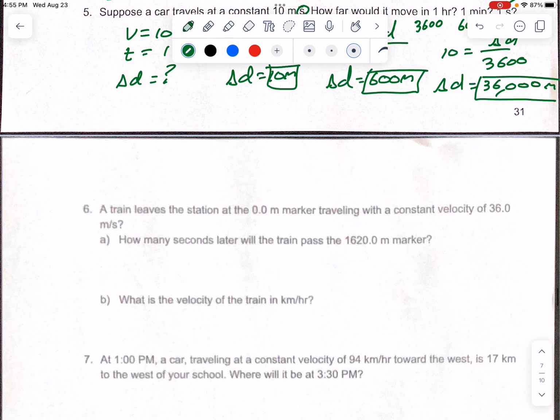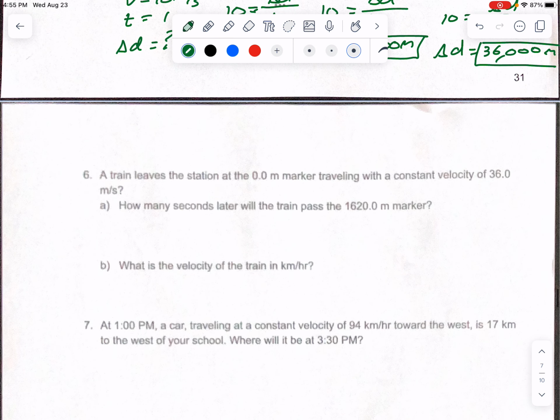Okay, moving on to the next page, I have a train leaves a station at 0.0 marker, so just saying you started at 0. Traveling with a constant velocity at 36.0 meters per second. So I gave you velocity, 36.0 meters per second. How many seconds later, so it means I'm looking for time, so there's your question mark, will the train pass the 1,620 meter mark? So that is your displacement or distance. 1620.0 meter marker.